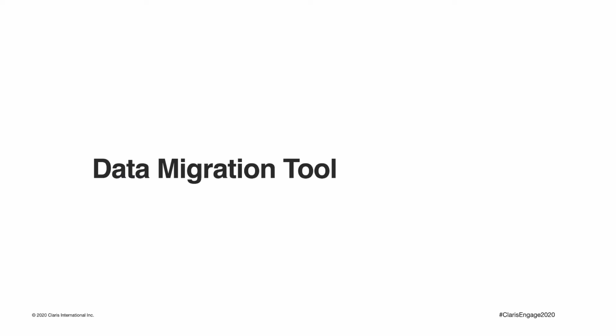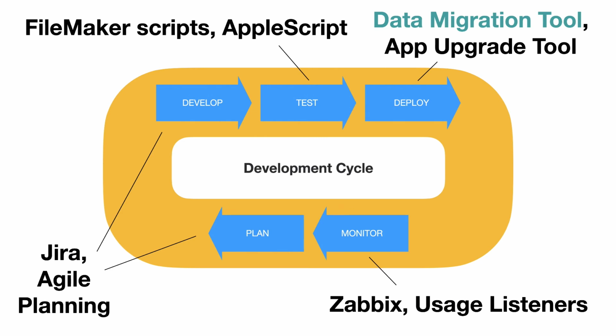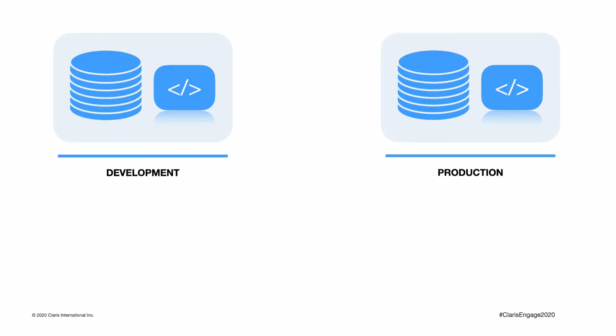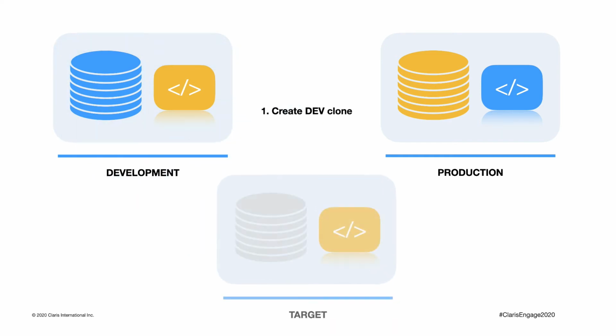We're now finally ready to take a close look at how the data migration tool works. We have our two environments. In the development environment, developers are making changes to the code. And meanwhile, in the production environment, users are making changes to the data. And what we want to do is to replace the production code with the new code that we have in the development environment. So the first step is to create a clone of the development file.